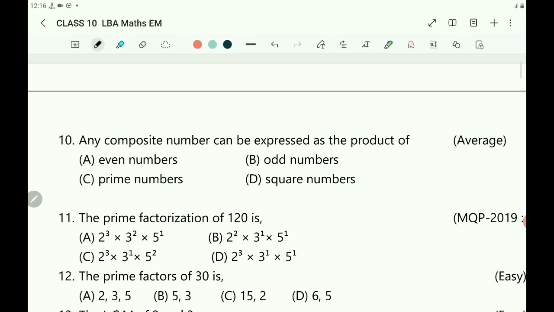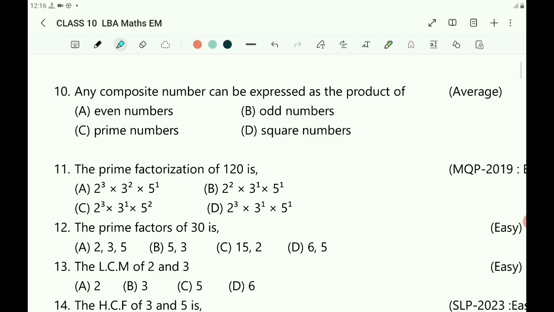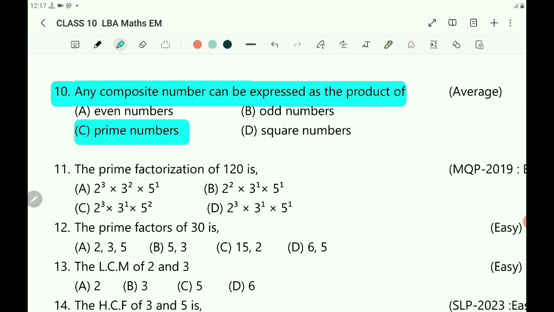Then you come to question number 10. What is that question? Question number 10: any composite number can be expressed as the product of what? Every composite number can be expressed as the product of prime numbers. So what is the answer? Option C. First, option A is even numbers. It is not the answer. Option B is odd numbers. It is also not the answer. Option C is prime numbers. It is the answer. And option D, square numbers, is not the answer. So the answer is option C.